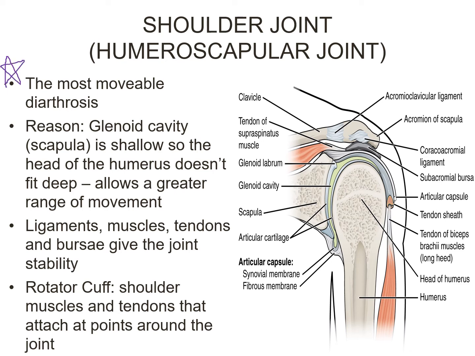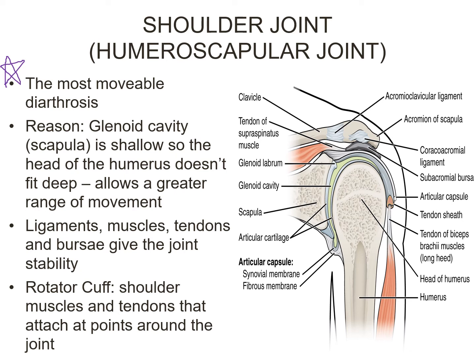Now, when we're thinking about most movable, we kind of only had 2 options because we only had 2 multi-axial examples, right? We had the shoulder joint and the hip joint that had that ball and socket. So basically, when we say most movable, we're comparing the shoulder to the hip. And although the hip is pretty movable, the shoulder is the most movable.